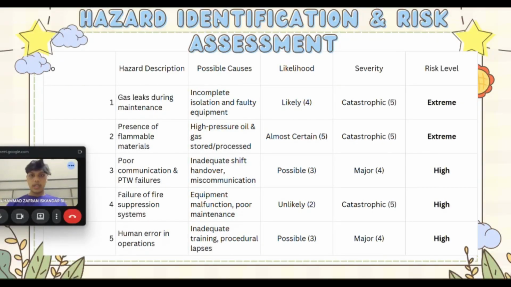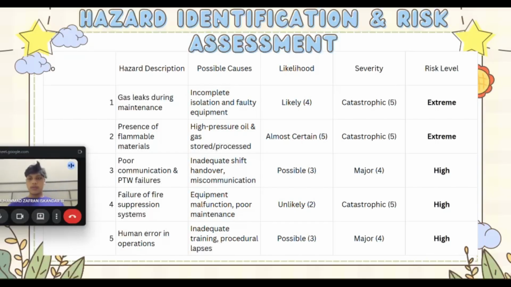Hazard identification and risk assessment. Hazard description. First, gas leaks during maintenance, incomplete isolation and faulty equipment: likelihood 4, severity catastrophic 5, risk level extreme. Presence of flammable material, second: high-pressure oil and gas stored or processed. Almost certain 5, catastrophic 5, risk level extreme. Third, poor communication and PTW failures: inadequate shift handover and miscommunication. Possible 3, major 4, risk level high.